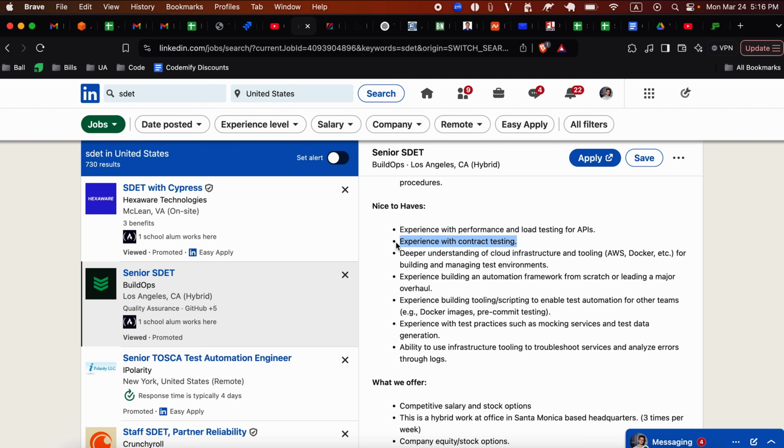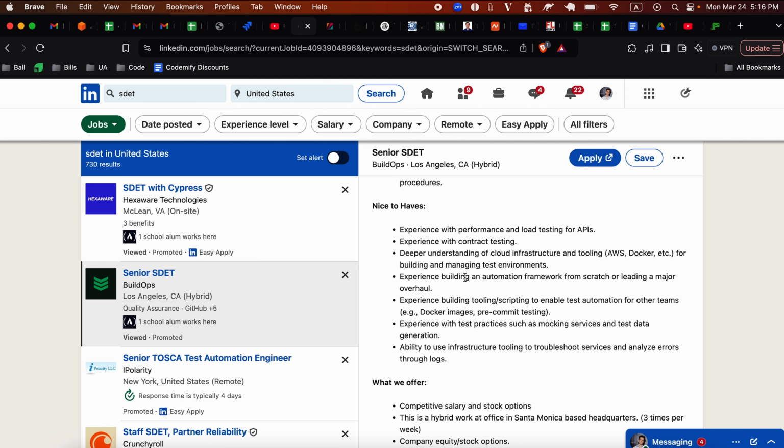Experience with contract testing. I did explain to you guys what contract testing is one more time. It's testing of communication between multiple microservices in order to verify that they have a communication set up between them.